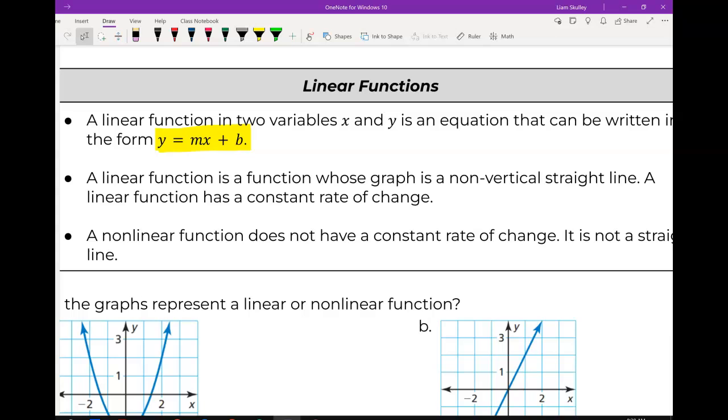A linear function will always be a non-vertical straight line, meaning it can't go straight up and down. But if it's tilted just a little bit, it's linear. So I'm going to highlight non-vertical straight line. What makes a straight line, especially on a graph, is what we call a constant rate of change. Something that's changing by the same amount over time.